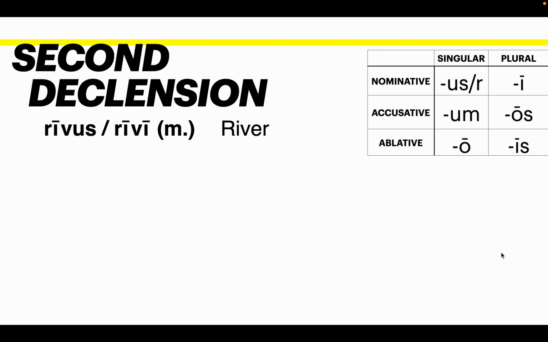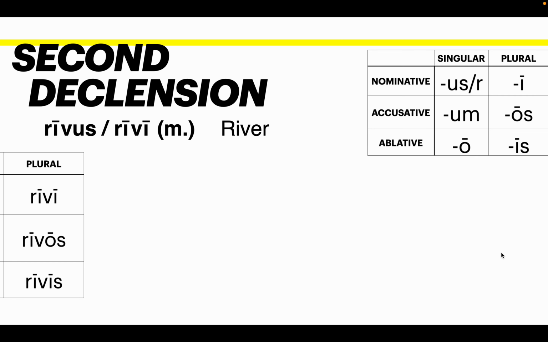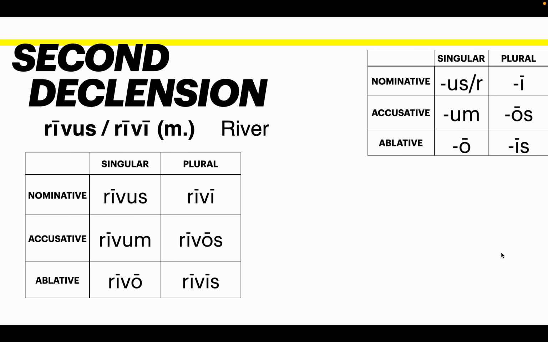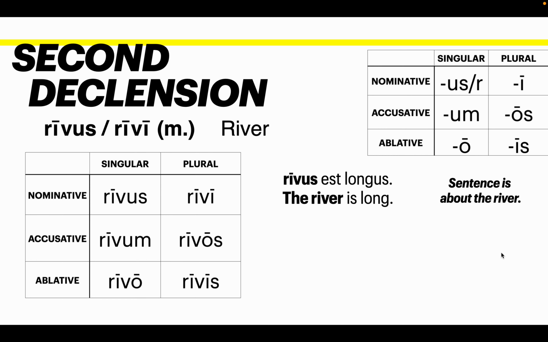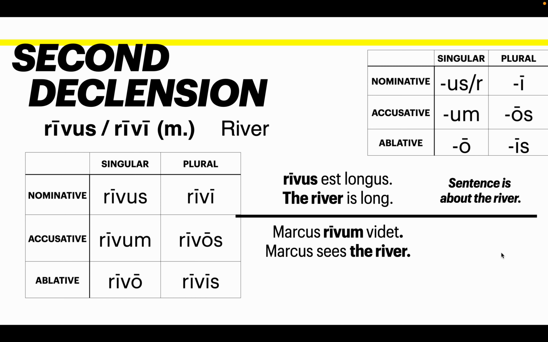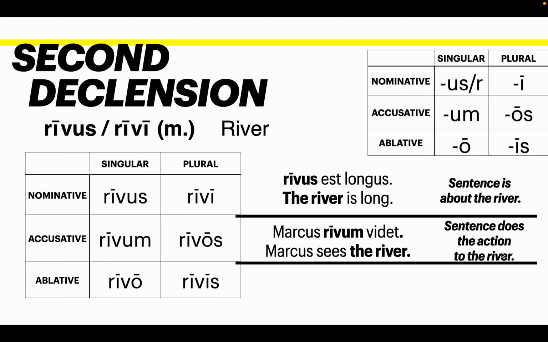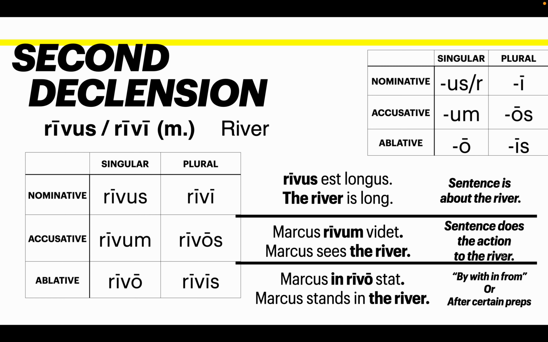Let's take a look at river. Here are our endings. Here we have what river would look like with all the endings put onto it. And again, these endings tell us how we're supposed to put the sentence together. So nominative makes it about that word. Accusative tells us to put it after the verb. And ablative tells us it's going to come after certain prepositions, or we want to translate it as by, with, in, from.